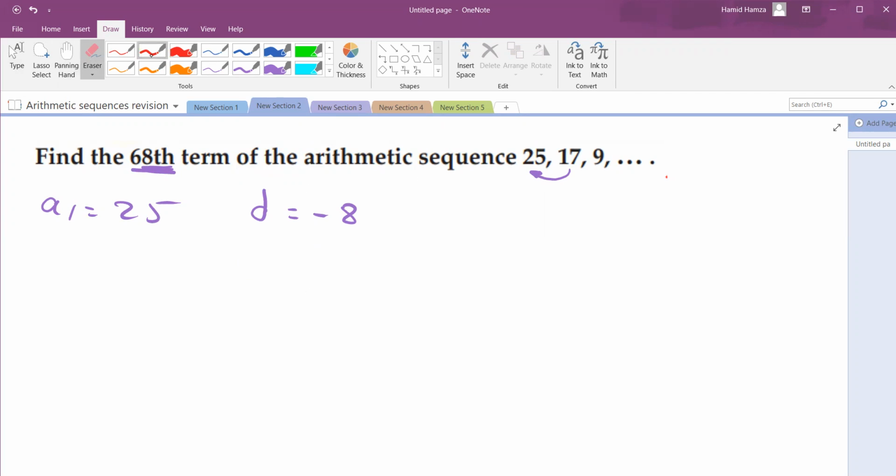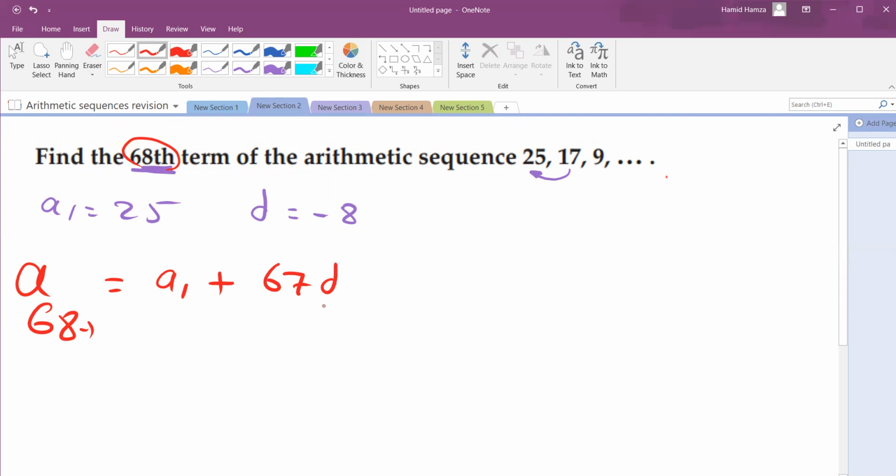Do you remember, guys, I showed you how to write it. We wanted to find A68. So A68 equals directly A1 plus, we subtract 1 from this, so it will be 67 D. 67. Now substitute, I'll give you the answer directly.